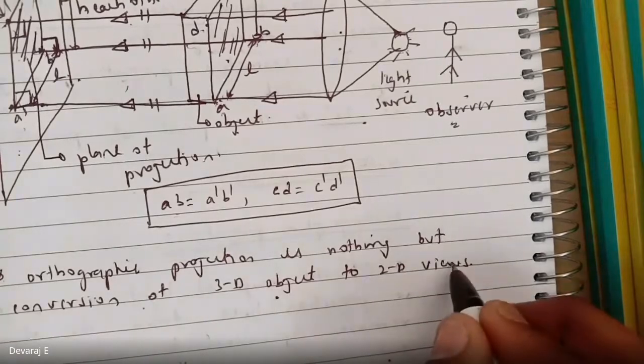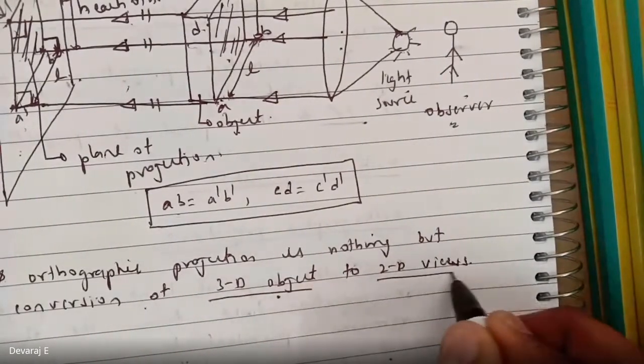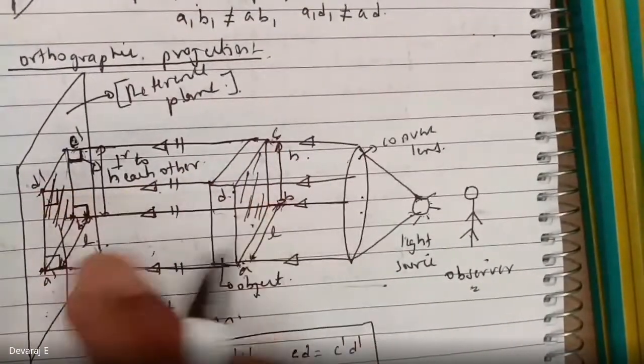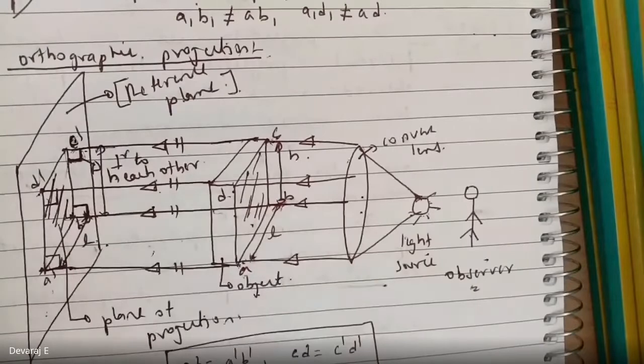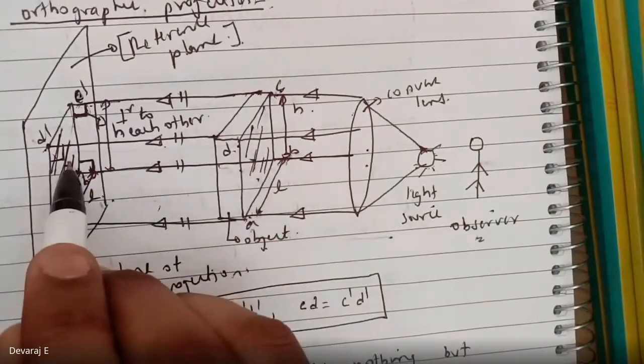So it's very, very important. A 3D object is converted into 2D views. This is the 3D object, and we are converting it into 2D, that is length and height. This is the view. So we are converting a 3D object to 2D views.